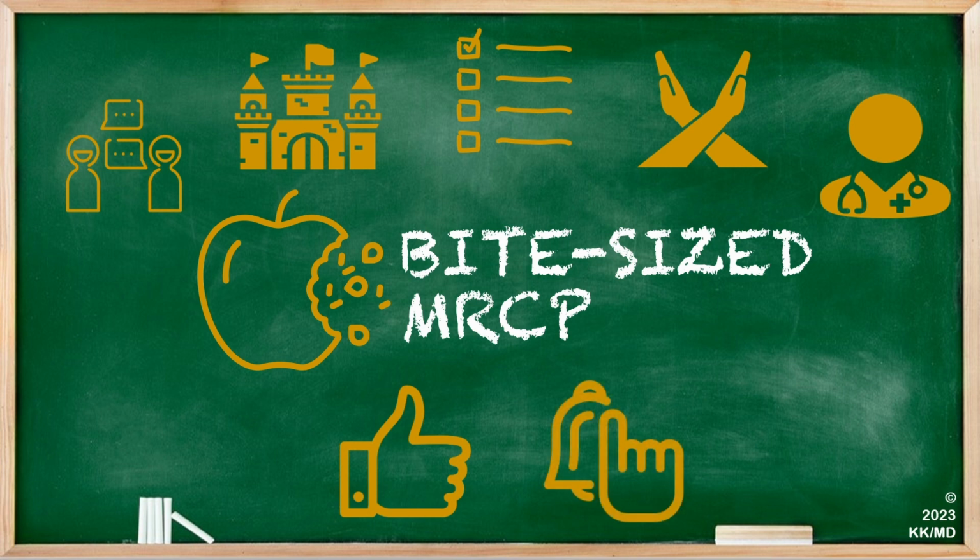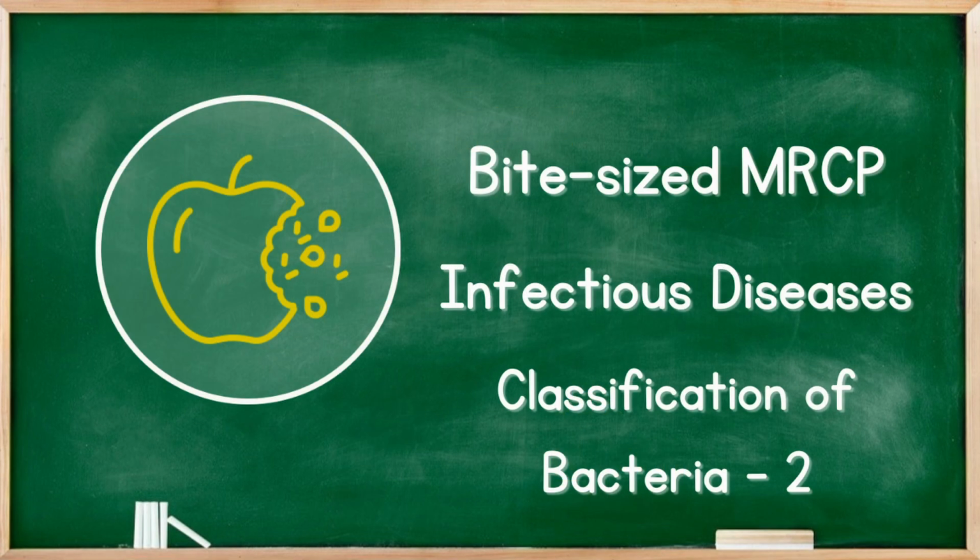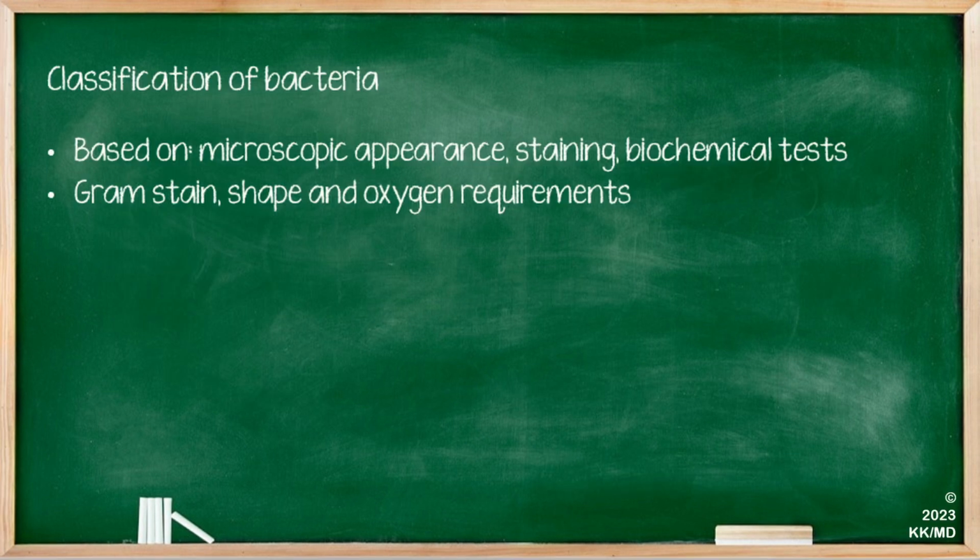Now, without further ado, let's get into today's topic, which is our second episode on the classification of bacteria under the Infectious Diseases series. Just by way of reminder, you will recognise this slide from our previous episodes, but we need to recap that classification of bacteria is based on their microscopic appearance, staining and biochemical tests, and we look at gram stain, shape and oxygen requirements, which we covered in our previous episode. If you'd like to know more about that or just give yourself a reminder, just click on the link that's popped up on the screen.